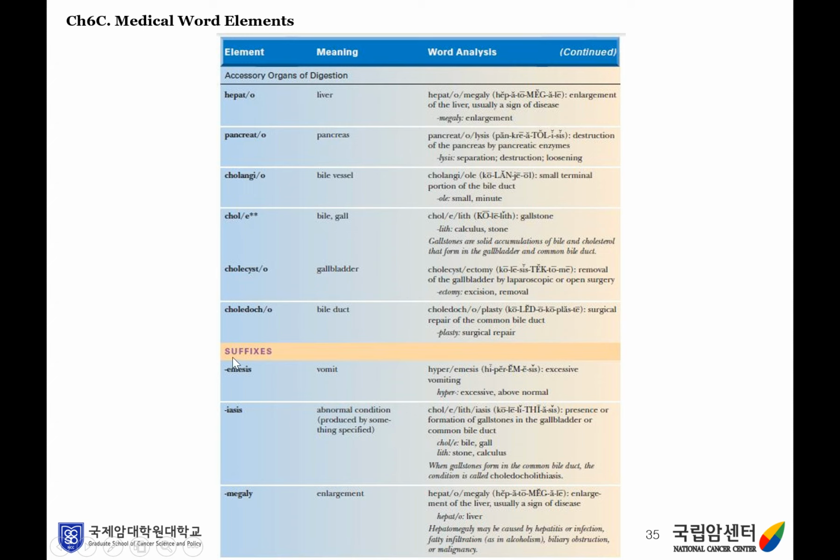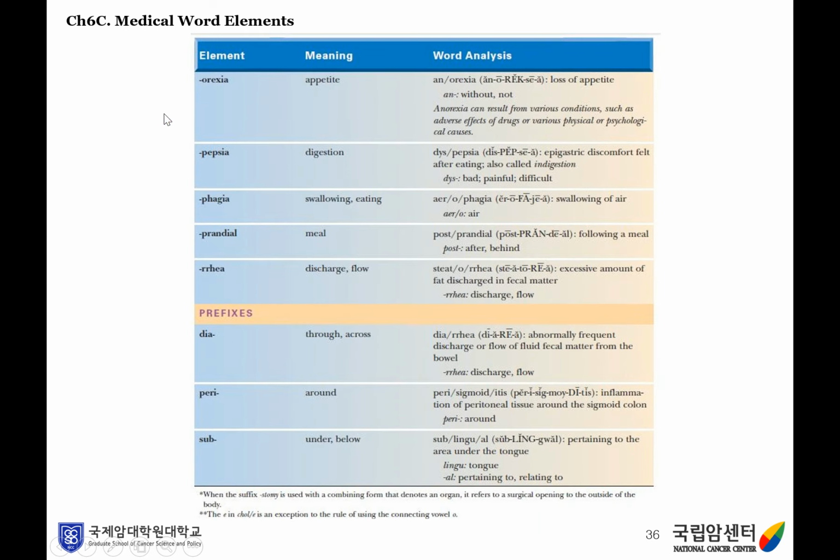And as for suffixes, emesis means vomit. So hyperemesis means the excessive vomiting. Iasis means abnormal condition. Megaly means enlargement. And orexia means appetite. So anorexia means without appetite, loss of appetite. Pepsia means digestion. So dyspepsia, this means difficult.